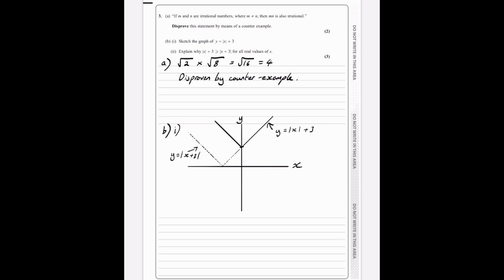We can see, looking at that, there's two sections to this. For part 2, we can see that when x is greater than or equal to 0, essentially these two lines are the same. It's that right hand section. So modulo of x plus 3 will be equal to modulo of x plus 3. And then to the left hand side of the graph, when x is less than 0, it's quite clear that modulo of x plus 3 is going to be greater than modulo x plus 3.